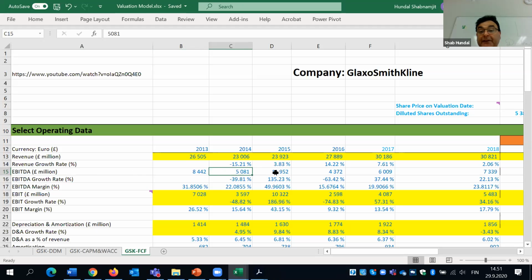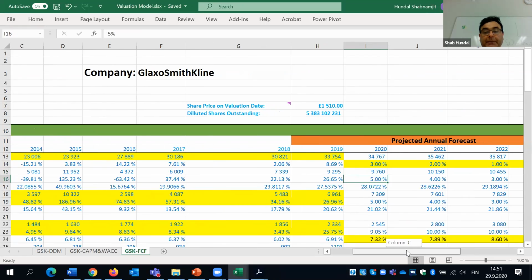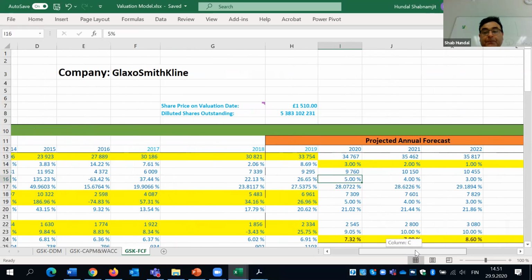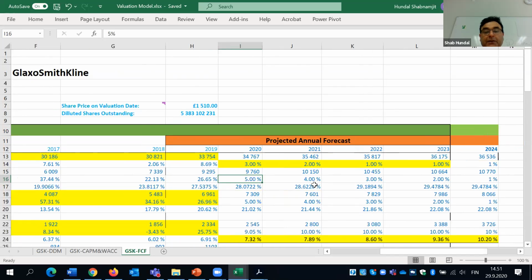This is the real data, which is based on my observations. But after 2019, this is an estimate. And this estimate is based on my forecast that the EBITDA will grow at 5% next year. And then I try to be as low as possible, so I assume that the EBITDA, the operating profit, will grow at 5%, 4%, 3%, 2%, and 1%. And based on them, I get these numbers.